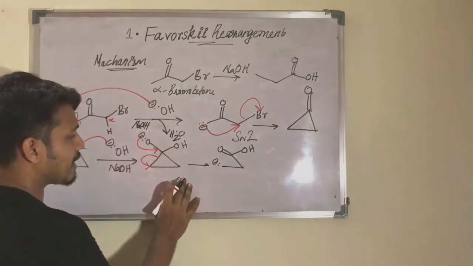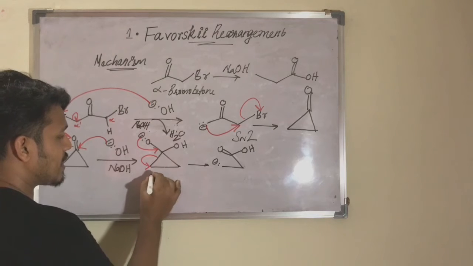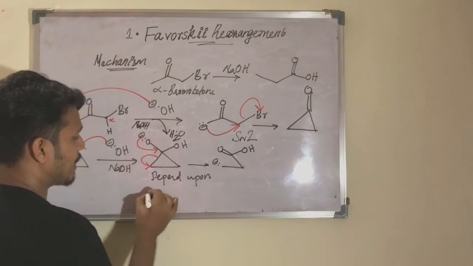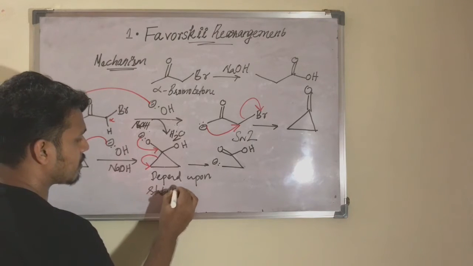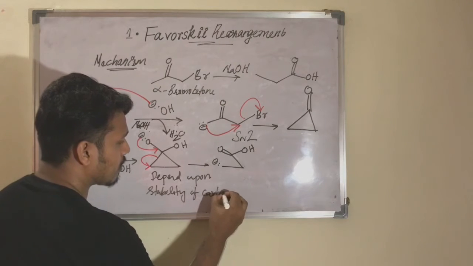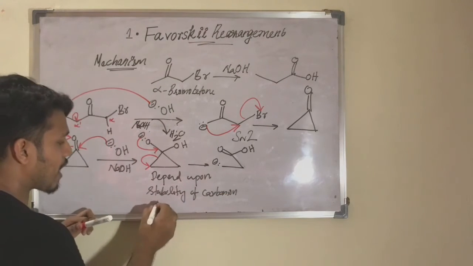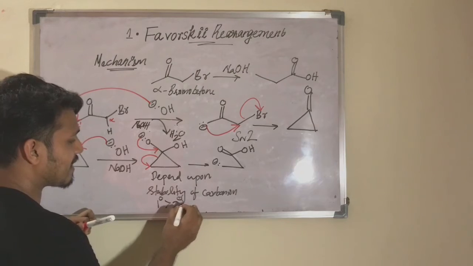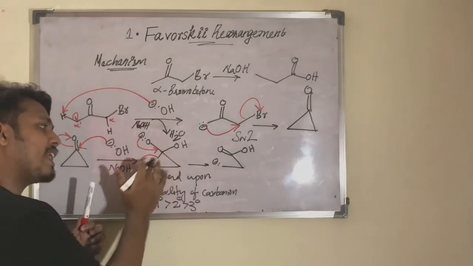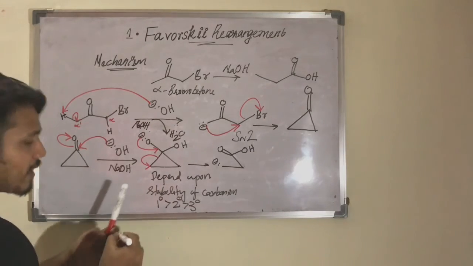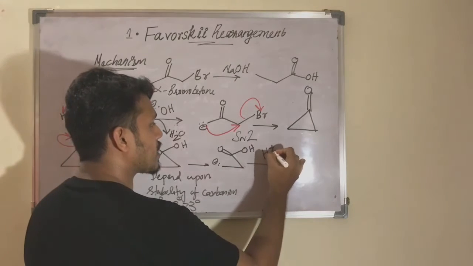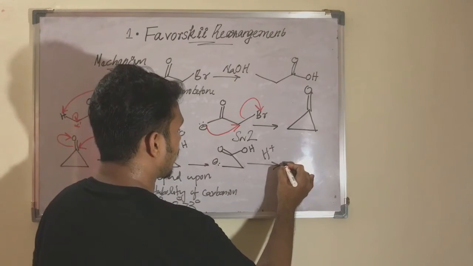So be aware that this process is dependent upon the stability of the carbanion. You know that the stability of carbanion is primary greater than secondary greater than tertiary. Now here both are primary, so you can choose any one of the bonds. Finally, it will undergo protonation, and you will end up with the desired product.